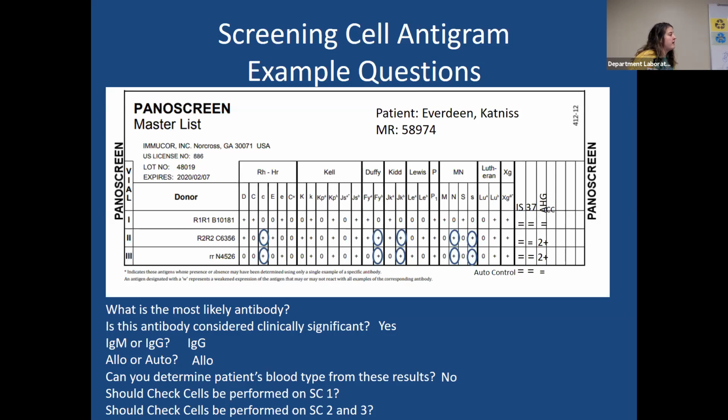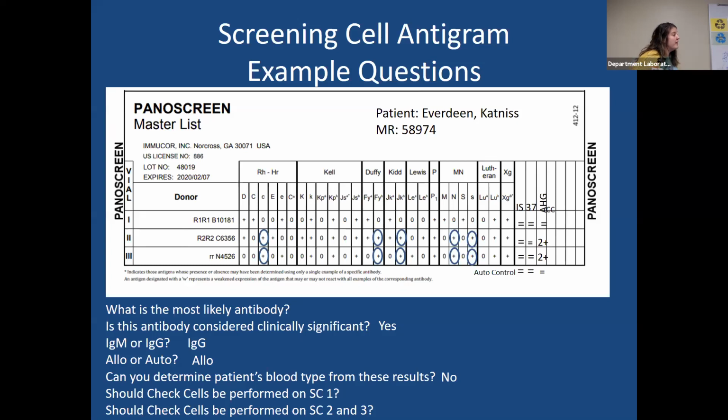Should check cells have been added to screening cell number 1? You guys remember what the purpose of check cells is? Remember, check cells are group O D positive cells that have been coded with anti-D. Anti-D is an IgG antibody. So think of check cells as IgG coded cells. So what's the purpose of AHG? It binds to IgG antibodies, right?